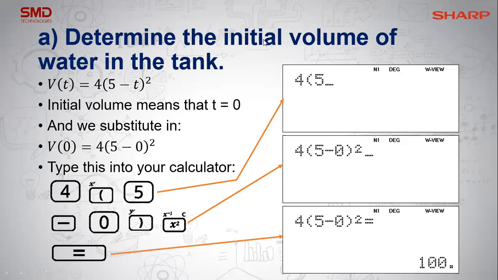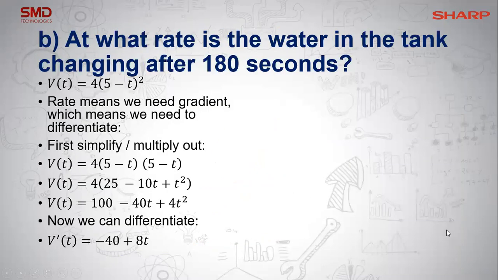So initial volume here is the fact that T must be 0, because at the start, when your time hasn't started yet, it's the beginning. And so all we do is substitute the 0 into your equation, and you get this answer, which is 100. You can type it into the calculator, but we all know 5 minus 0 is 5. 5 squared is 25, and 25 times 4 is 100. So if your mental maths is strong, then you shouldn't need to do this. But everybody's got their own safe place.